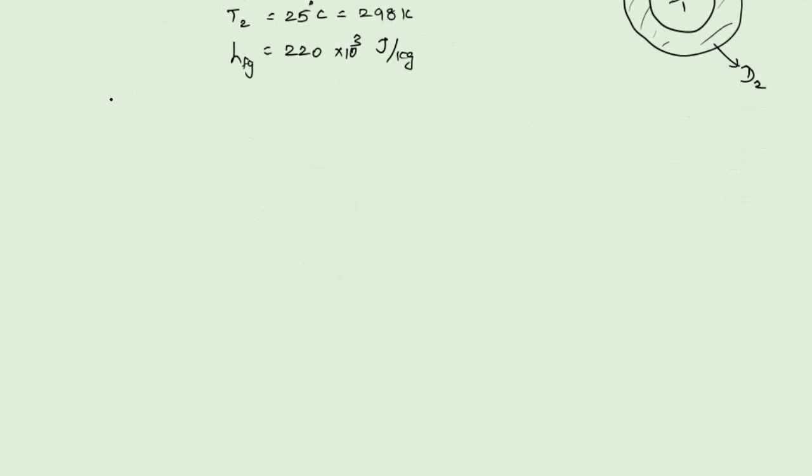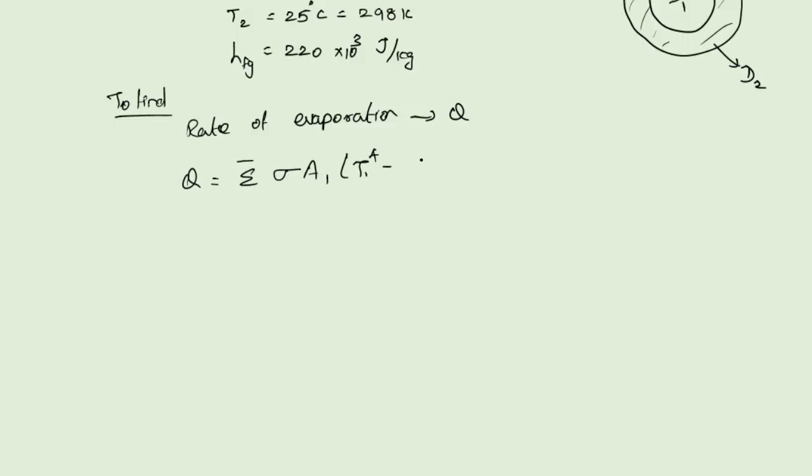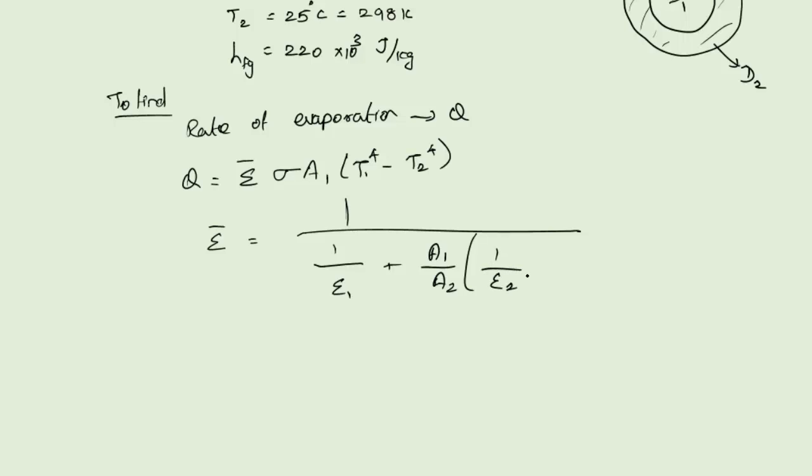So now to find the rate of evaporation, it is nothing but the Q value you have to find out. Now you know the formula. Q equal to epsilon dash sigma into A1 into T1 power 4 minus T2 power 4. Now this epsilon dash value is nothing but 1 divided by 1 by epsilon 1 plus A1 divided by A2 into 1 divided by epsilon 2 minus 1. So substitute all the values here.